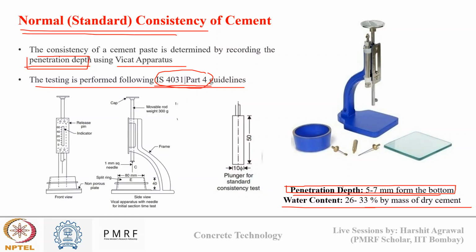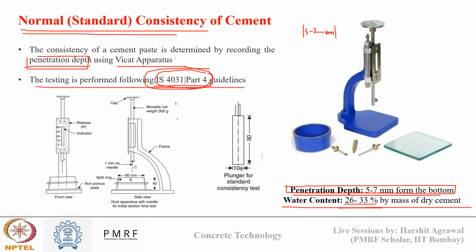So what this means is that for achieving the penetration depth of 5 to 7 mm from the bottom, the amount of water required should be in this range. If it is not in this range, then we say that the cement that we have doesn't follow the standard guideline for quality. Now, how do we record this penetration depth?